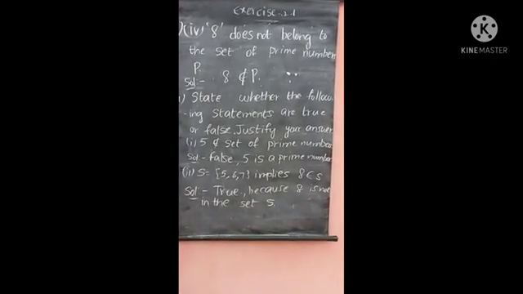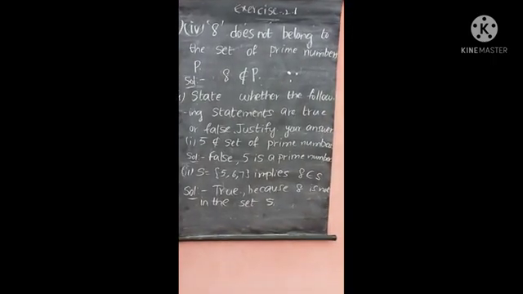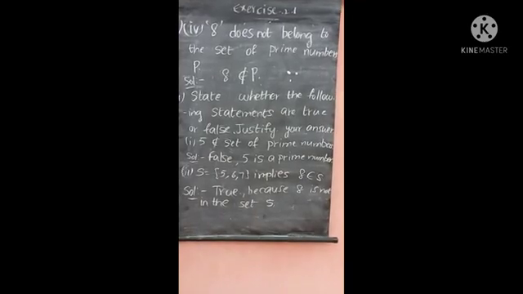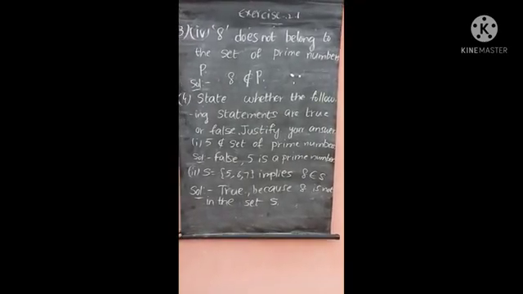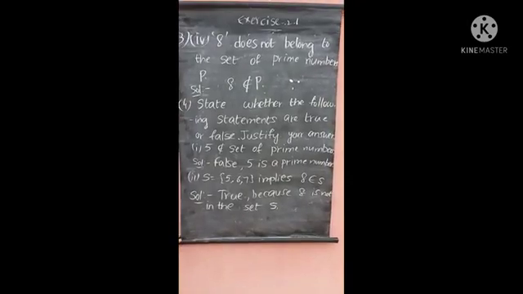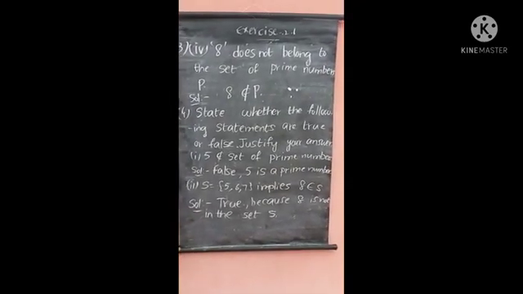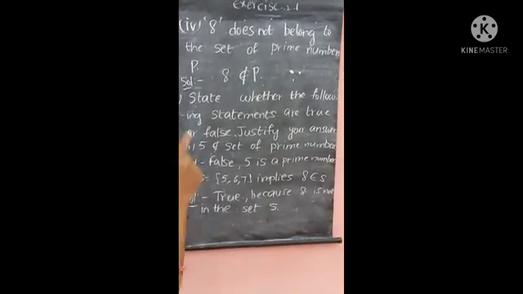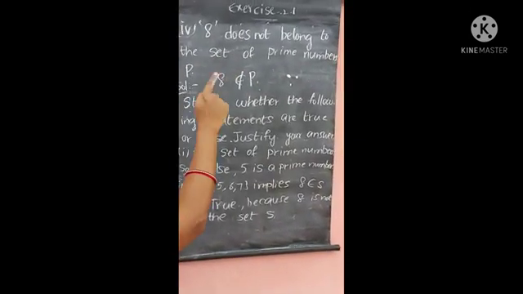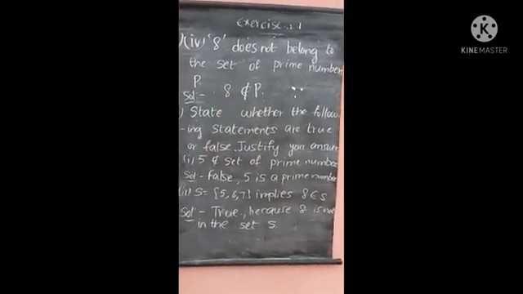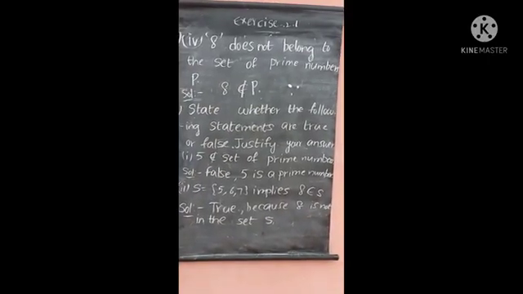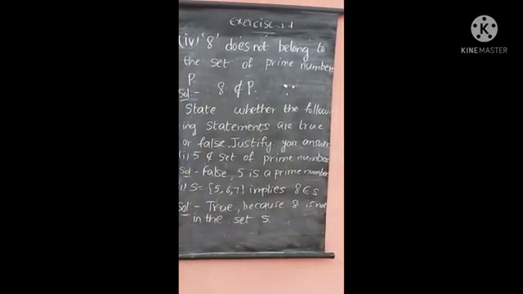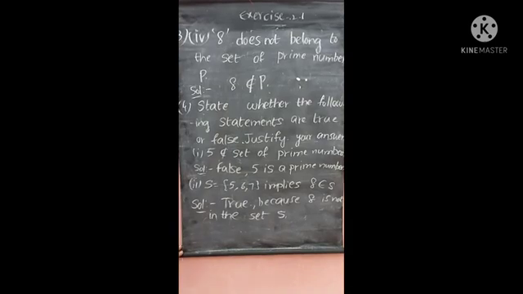Suppose if I take 2, what are the factors of 2? 1 and 2. 2 ones are 2. So 1 and 2 are the factors for that number 2. So those type of numbers are called prime numbers. Here what is the given statement? 8 does not belong to the set of prime numbers. 8 is a prime number or not? 8 is not a prime number. So 8 does not belong to P.